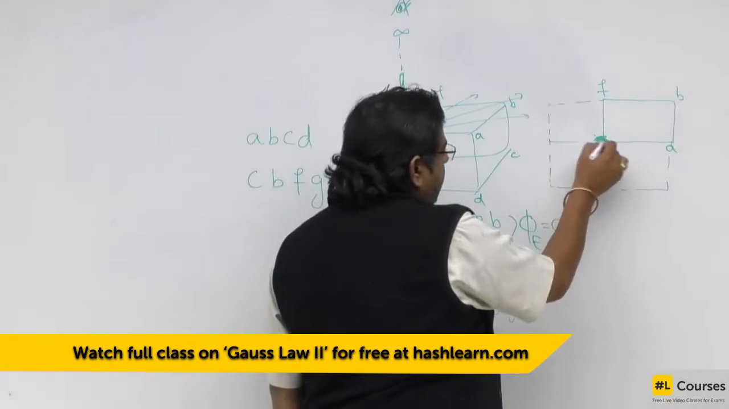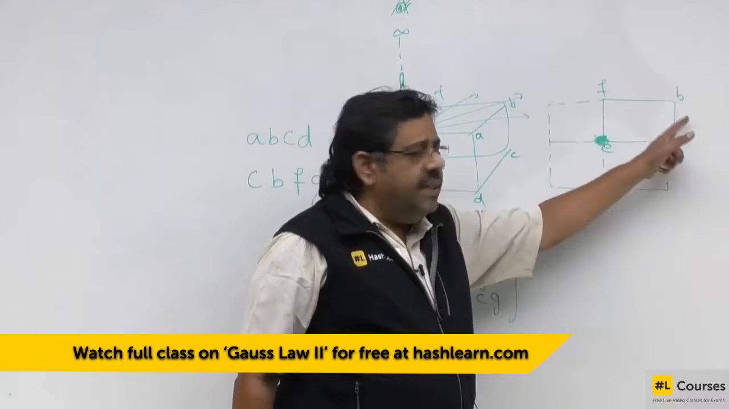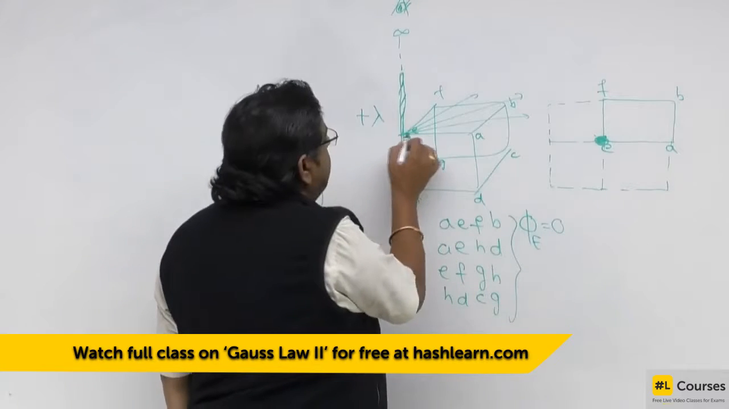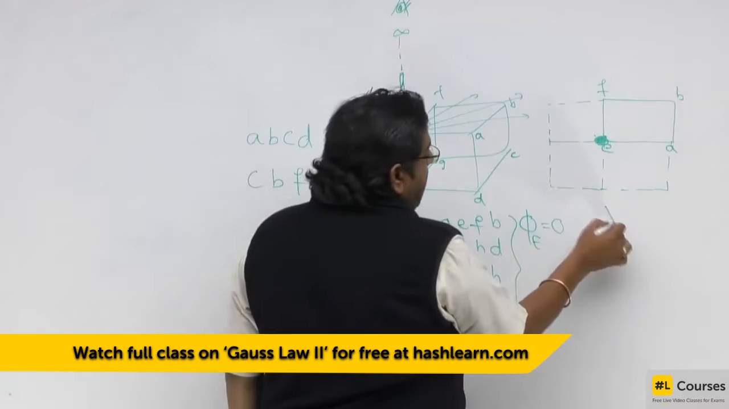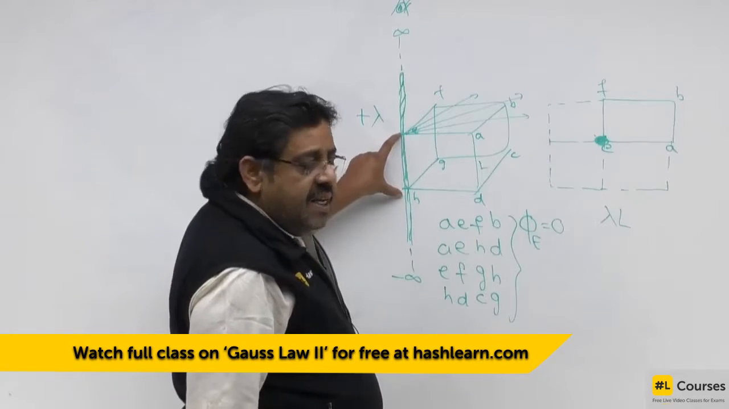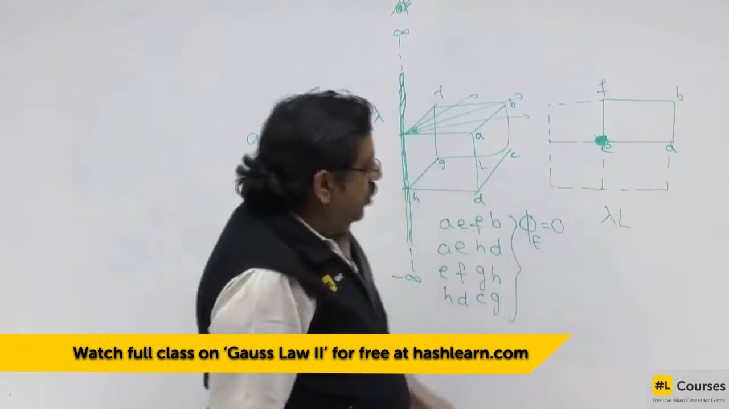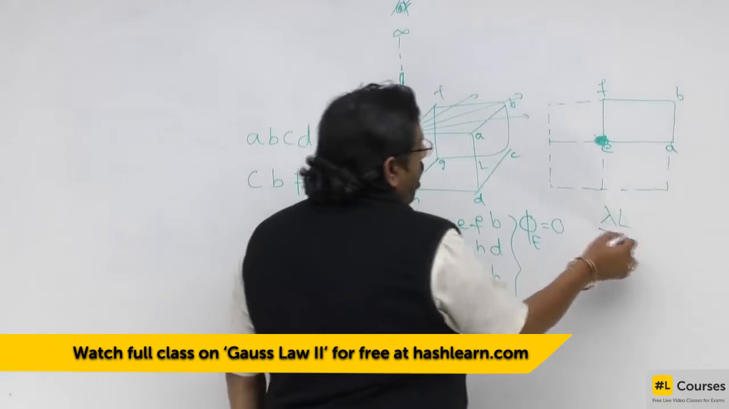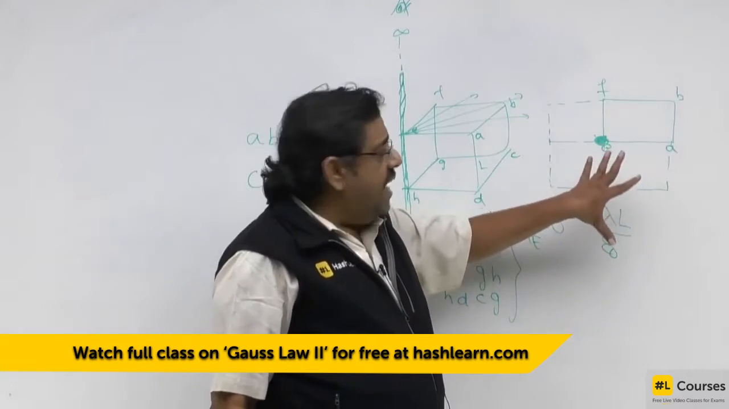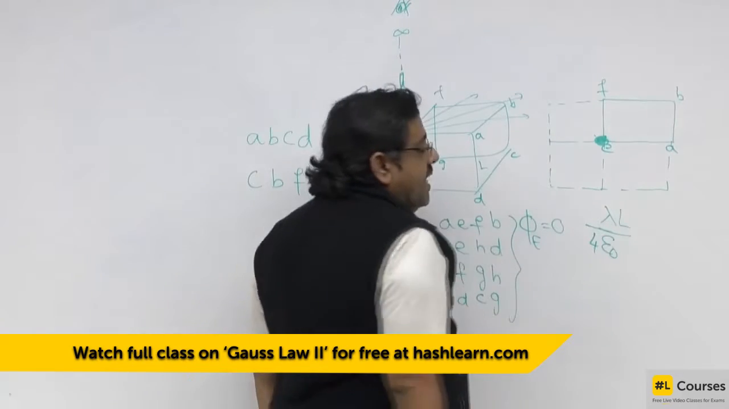This wire is exactly at the center of all these four cubes. What is the charge inside? Charge inside is lambda L, where the side of the cube is L. So, this much charge is present inside, and the flux through all four cubes is Q inside by epsilon naught. And from symmetry, for one cube it is lambda L by 4 epsilon naught.